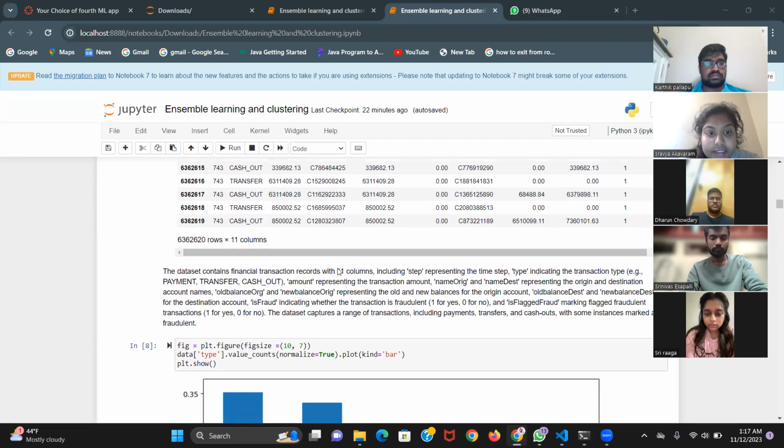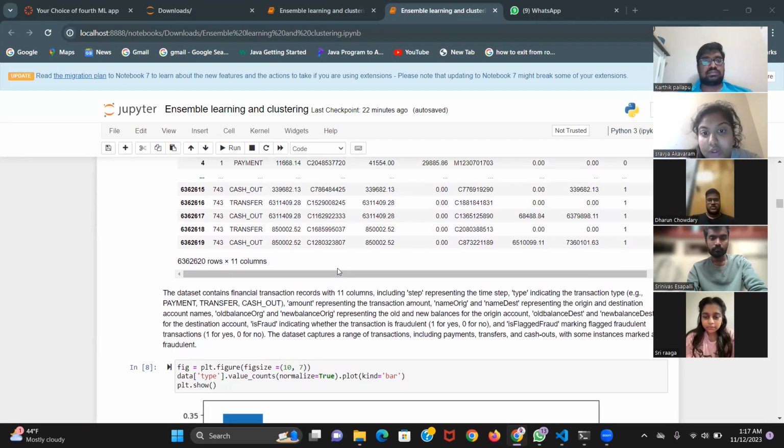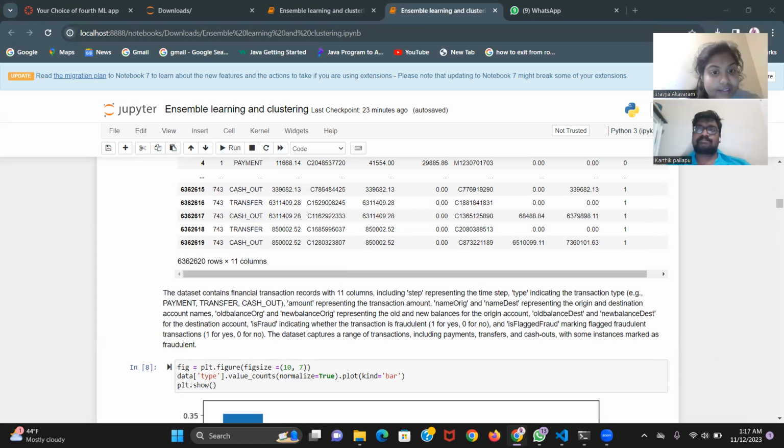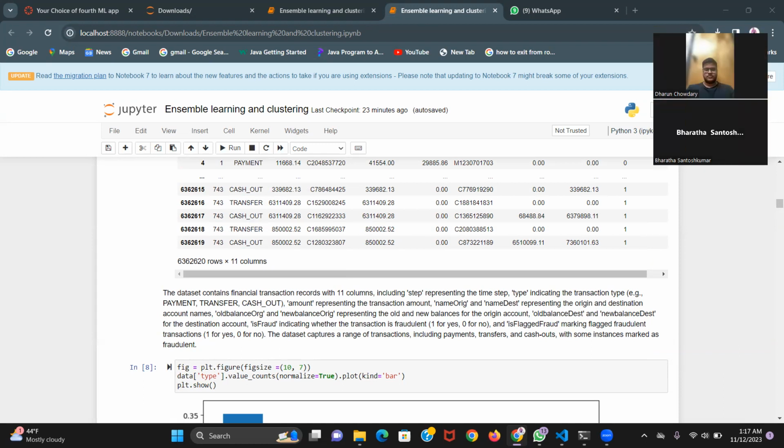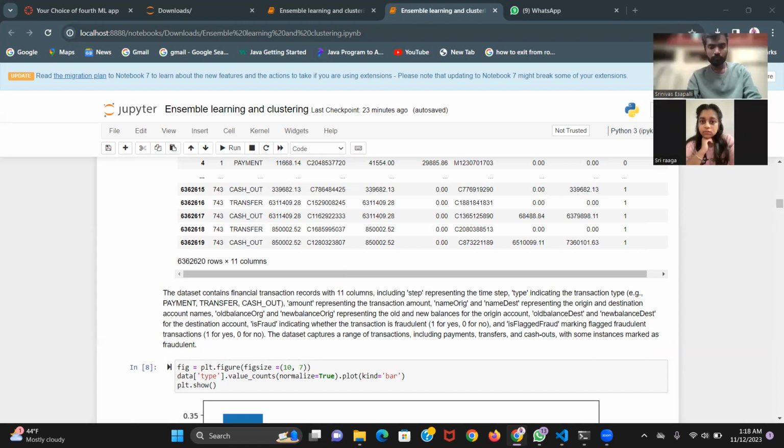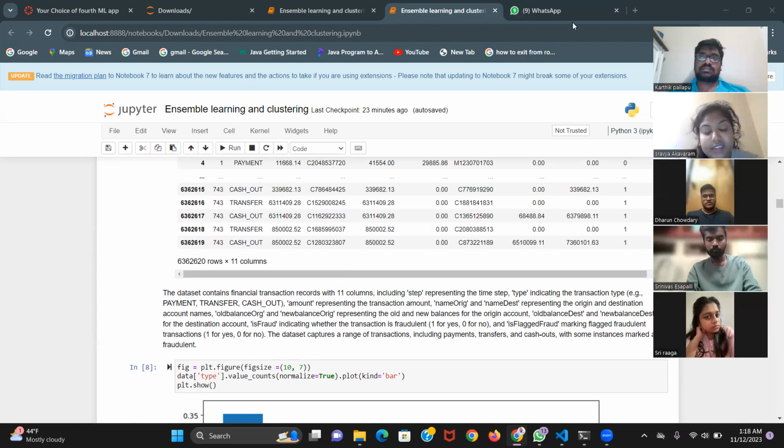Here we can see the data set contains financial transaction records with 11 columns, including the step representing the time, type indicating the transaction type, and then whether the transaction is fraudulent, 1 for yes and 0 for no, and is-flagged-fraud, which flags a fraudulent transaction, same as 1 for yes and 0 for no. The data set captures a range of transactions, including payments, transfers, and cash outs, with some instances that are marked as fraud. Here the figure, can you please scroll down?